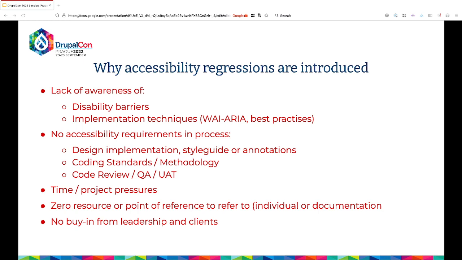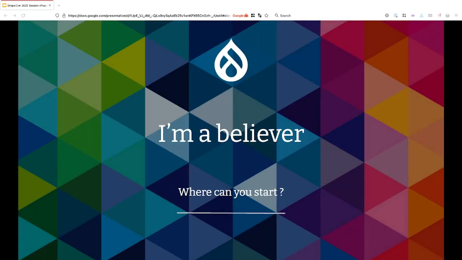And a lot of the time, it's time and project pressures. Limited resources, deliverables have to be done to a deadline, so it just gets ignored. And the biggest one is probably there's no buy-in from leadership or the clients, so it just gets overlooked.